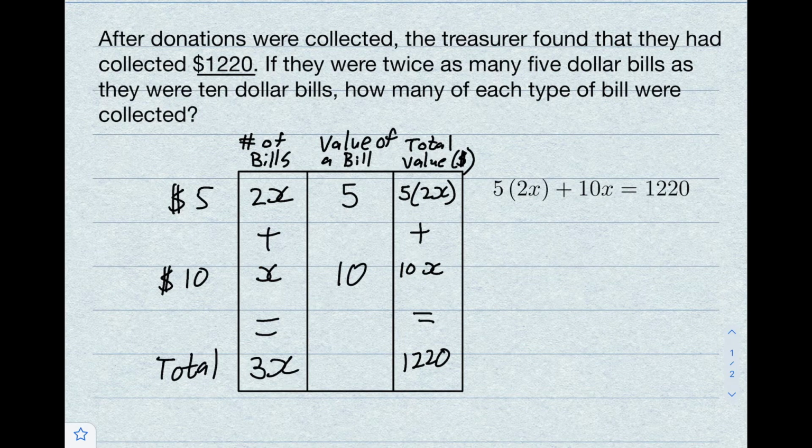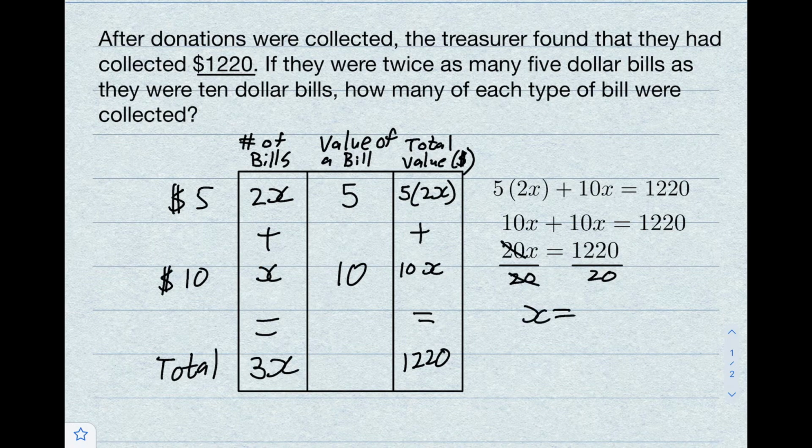With our equation now written out, we can simplify it. 5 times 2x is 10x, plus 10x equals 1,220. 10x plus 10x is 20x, which is 1,220. To get x by itself, we need to divide by 20. So we'll do that to both sides of our equation. These will cancel out, and we get x is equal to 1,220 divided by 20, which is 61.